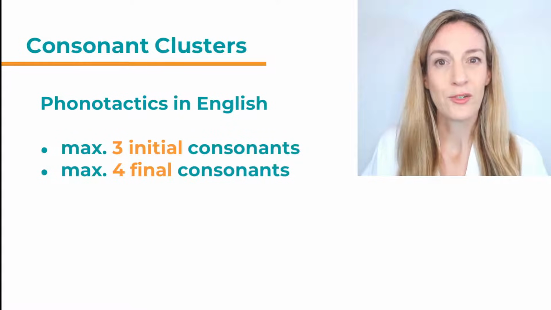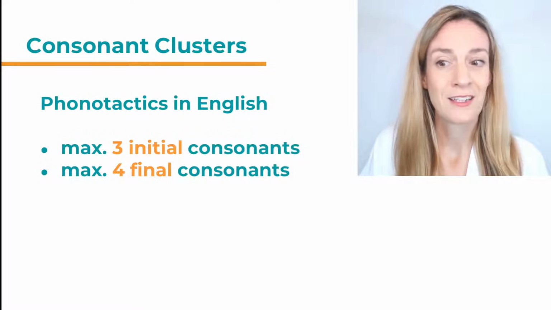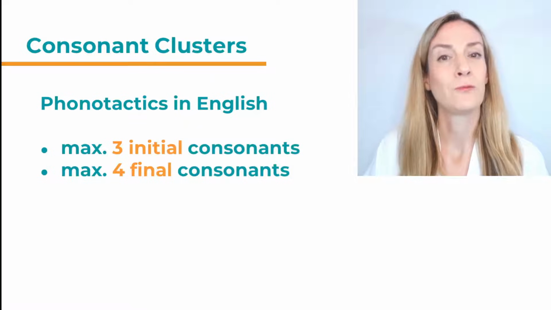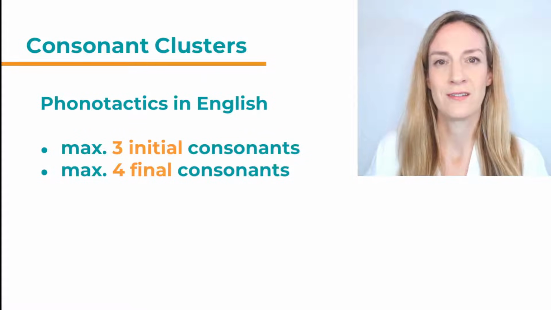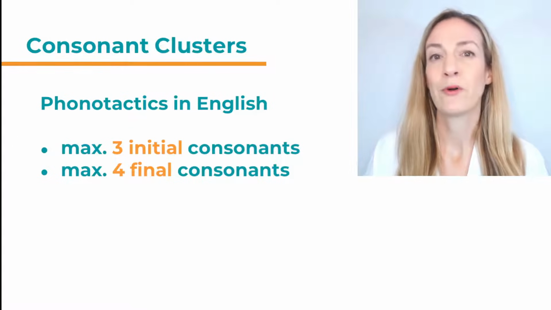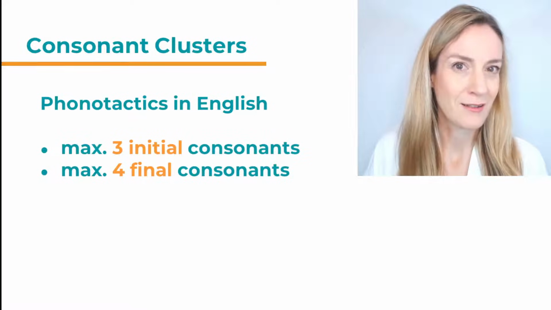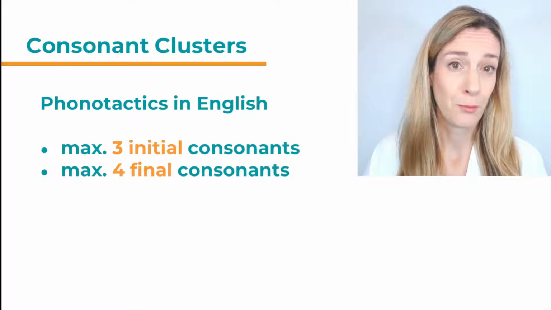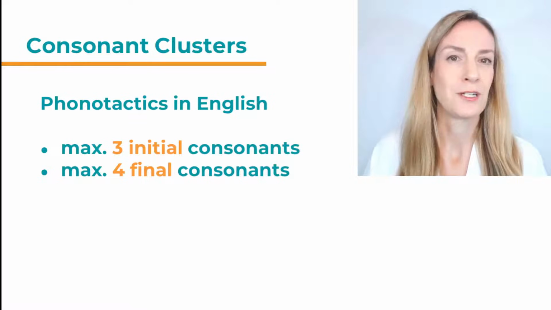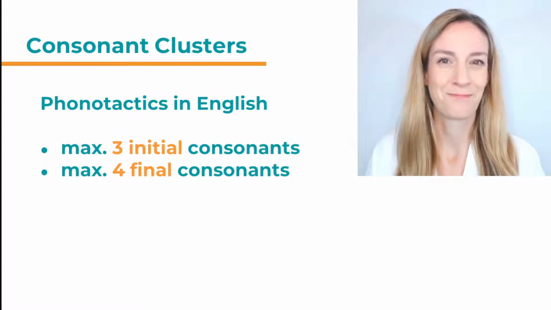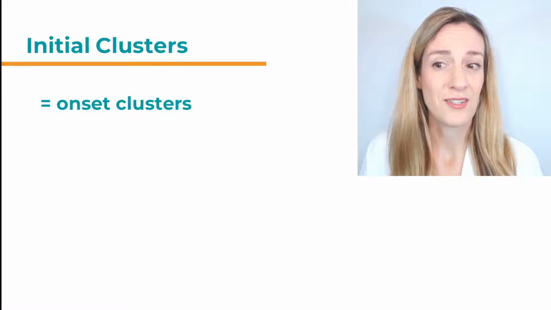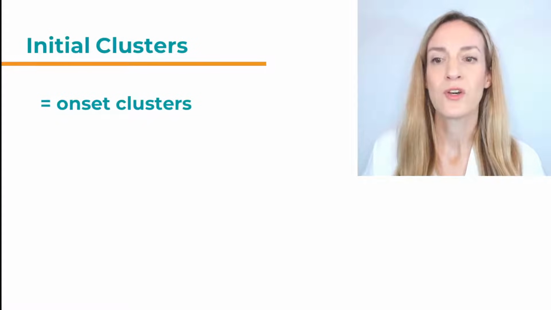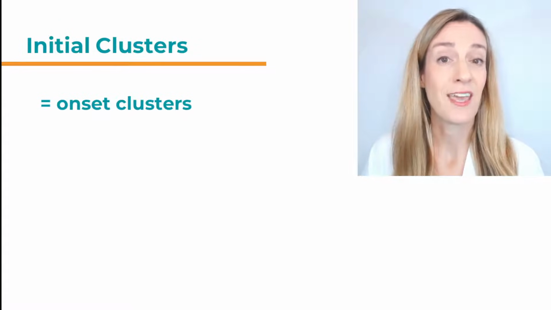We're going to have a look at phonotactics in English, and here the rule is that we have a maximum of 3 initial consonants and a maximum of 4 final consonant sounds. So we cannot have more. That is not allowed. We'd not be able to pronounce it. Now let's have a look at initial clusters first. And they are also sometimes called onset clusters because they are in the onset of the syllable.